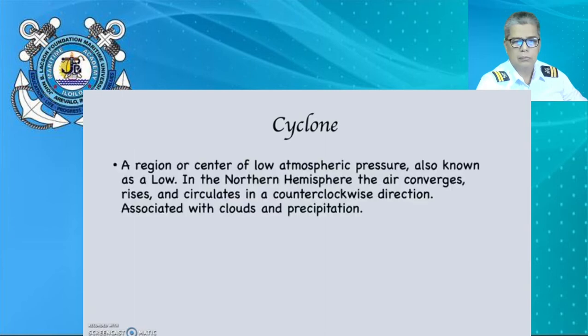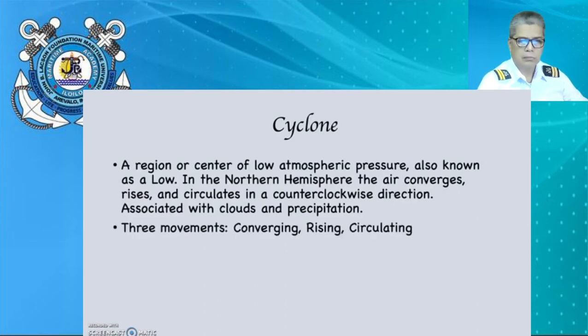A cyclone is this. It's a region or center of low atmospheric pressure, also known as a low. So in other words, this is low pressure. In the northern hemisphere, the air converges, which means it comes together, it rises, you know what that means, and it circulates in a counterclockwise direction. Low pressure systems, cyclonic systems, are associated with clouds and precipitation. Keep in mind there are three movements. This is critical that you keep the movements in mind. Converging, rising, and circulating air.